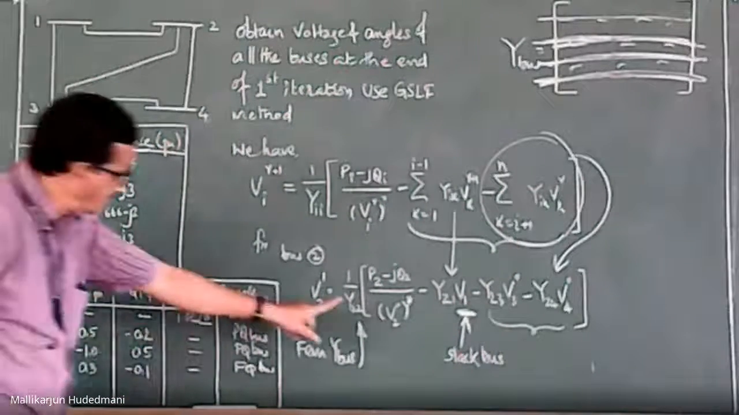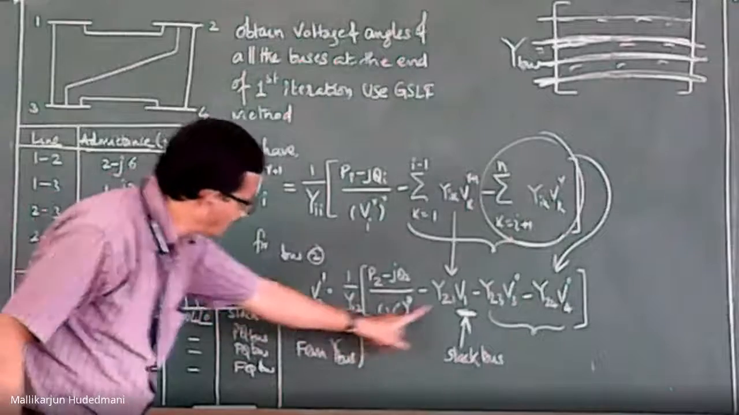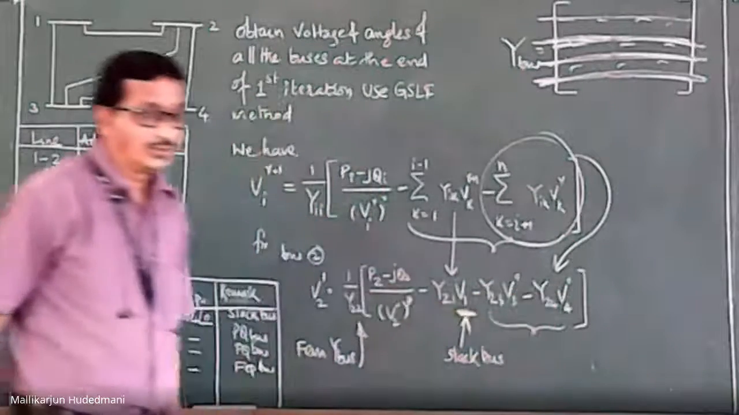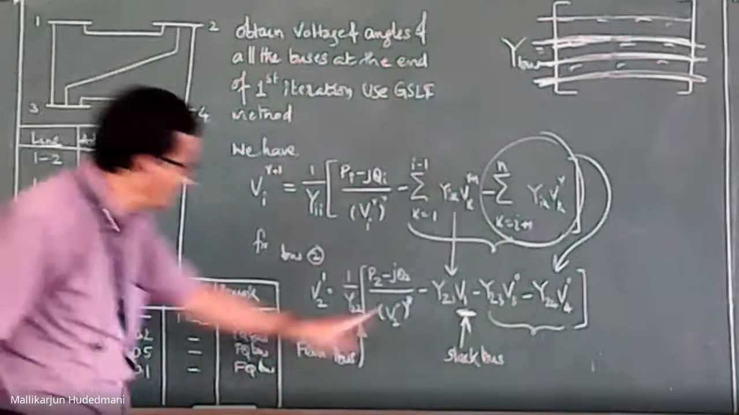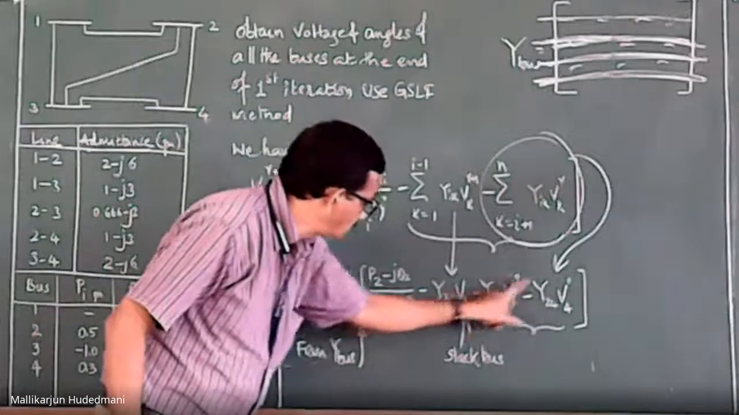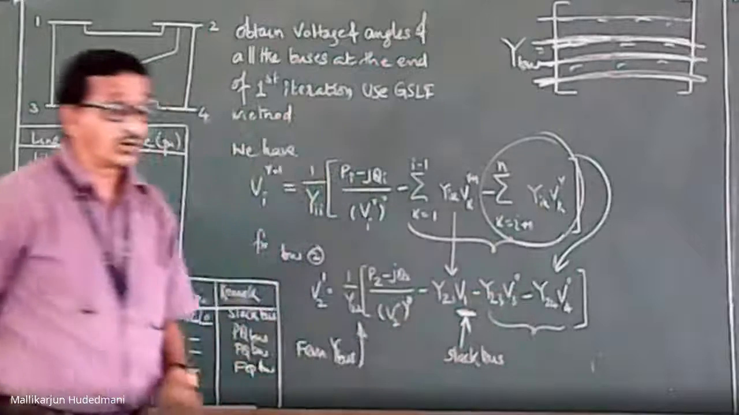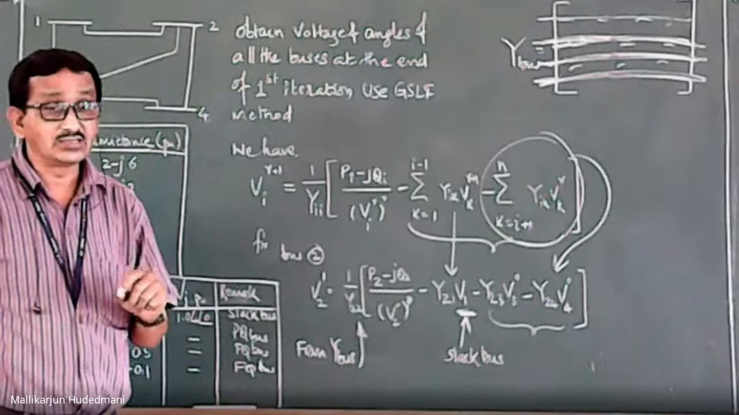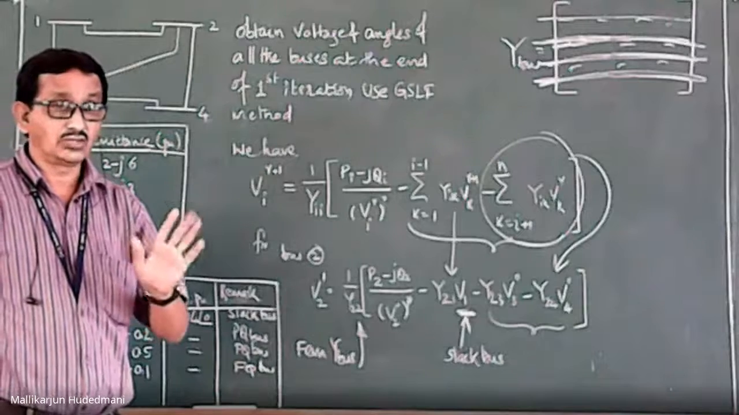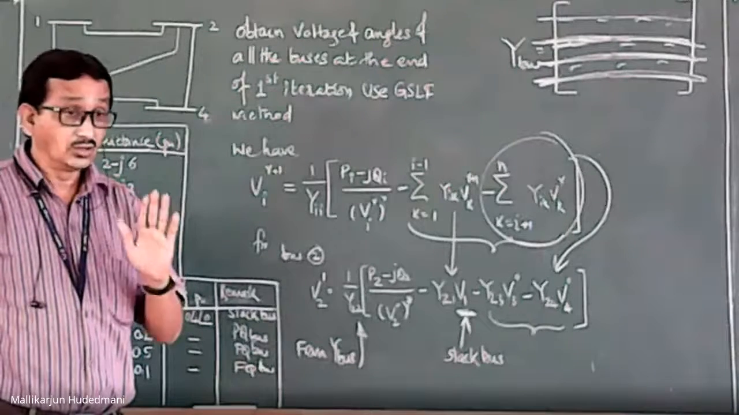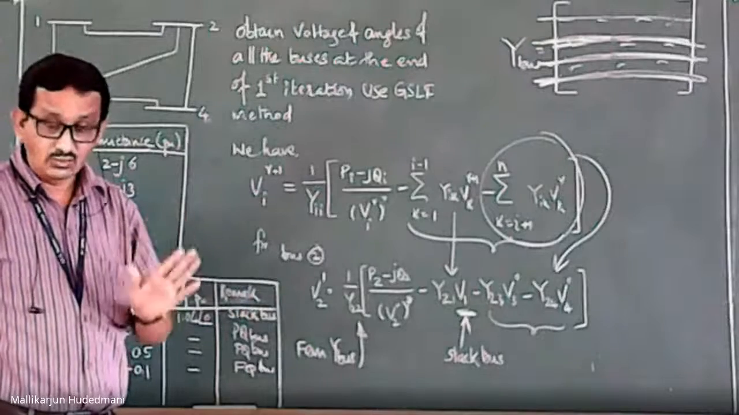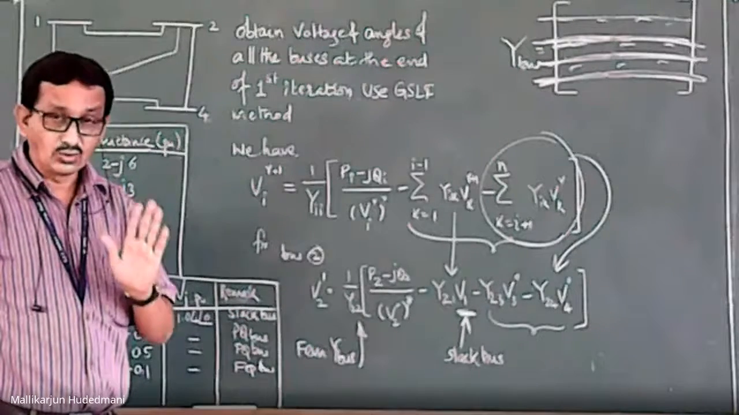How about the others? V20, V30, V40. They are not known. They are written with 0 as the superscript. They are called the initial estimate, the initial guess of a variable. Now I ask you a question. What are variables? The unknowns in this system are called variables. Voltages are my unknown. Angles are my unknown.